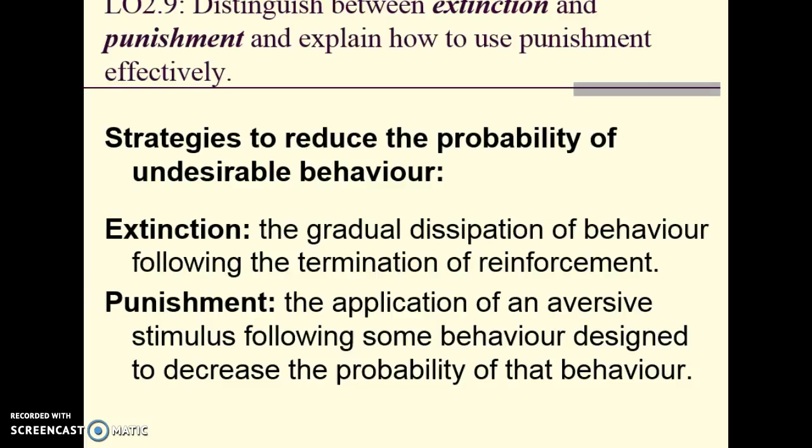Strategies to reduce the probability of undesirable behavior. Extinction: the gradual dissipation of behavior following the termination of reinforcement. Punishment: the application of an aversive stimulus following some behavior, designed to decrease the probability of that behavior.